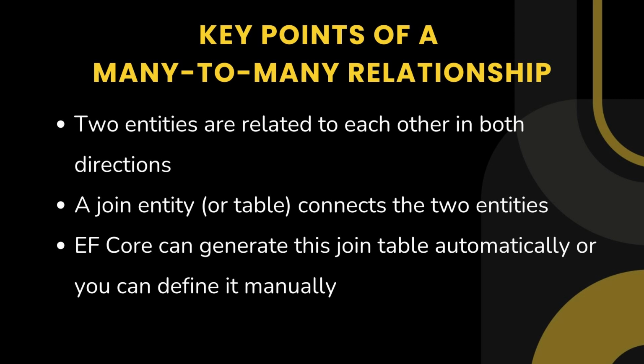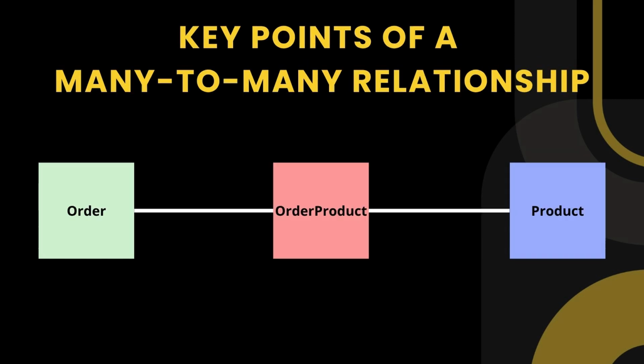Now, under the hood, EF Core uses a join entity to keep track of this relationship. You can let EF Core create this automatically, or define it explicitly if you want to customize it. So in our case, we're manually defining a join entity called OrderProduct to model the many-to-many relationship between Order and Product. This join entity includes foreign keys to both sides, one to Order and one to Product. Instead of each side having a direct collection of the other, they now each have a collection of OrderProduct. This gives us flexibility to include extra fields like quantity or unit price.